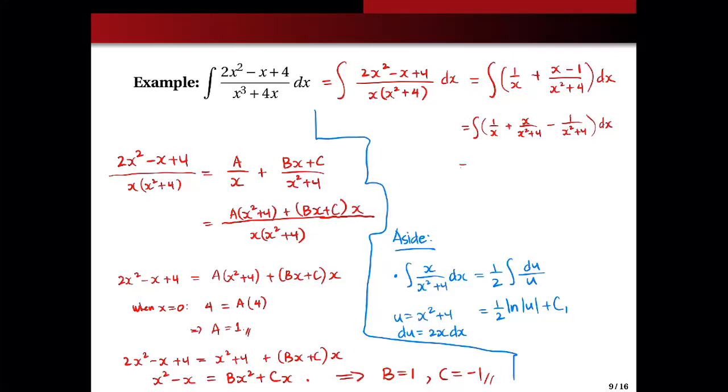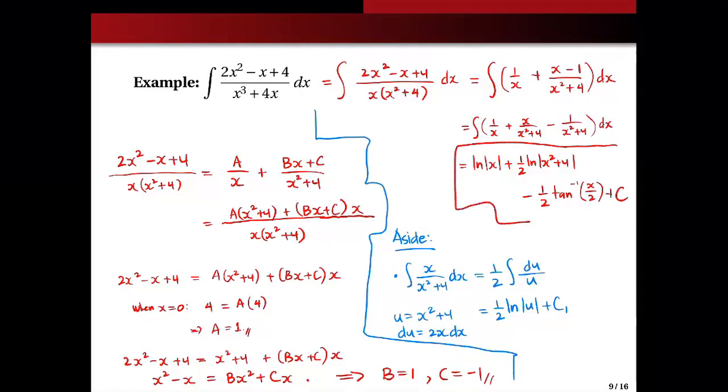Therefore, if we continue from here, we will have ln of absolute value of x, plus this one here, we have 1/2 ln absolute value of x squared plus 4. Okay? Then minus. Here you have 4, so that's 2 squared. So you have 1/2 tangent inverse of x over 2, and then plus the arbitrary constant c. And this is the final answer.